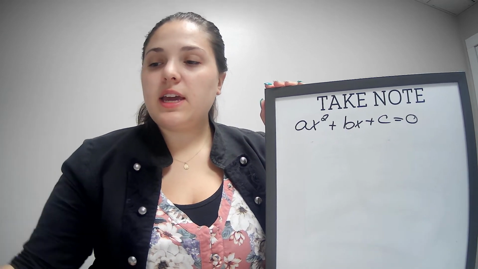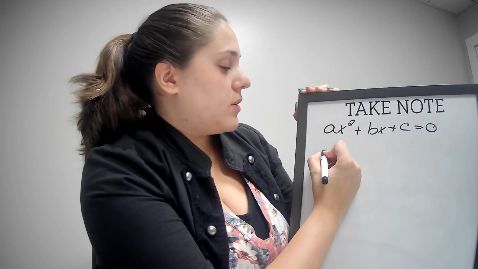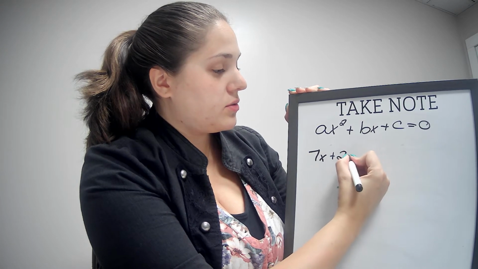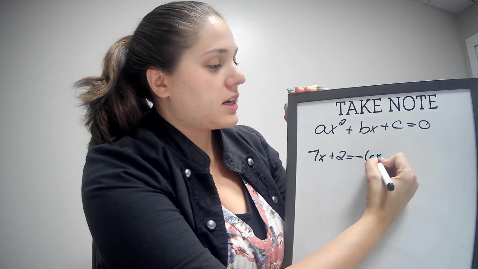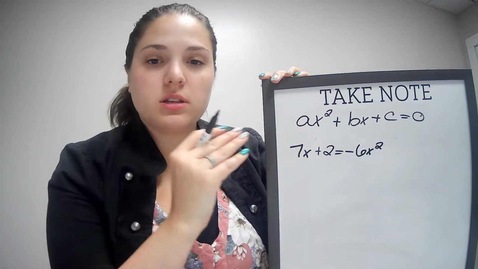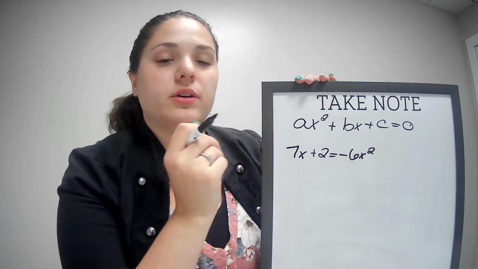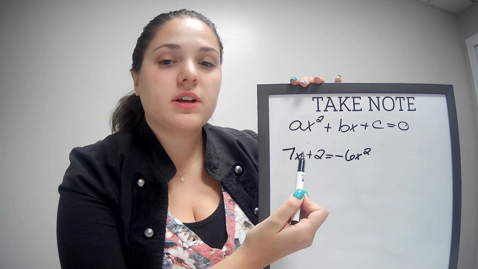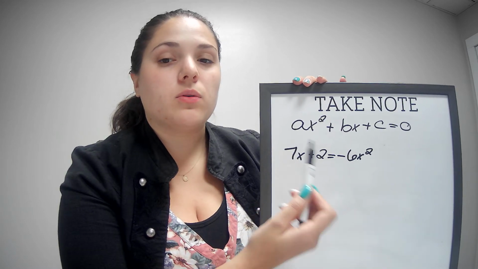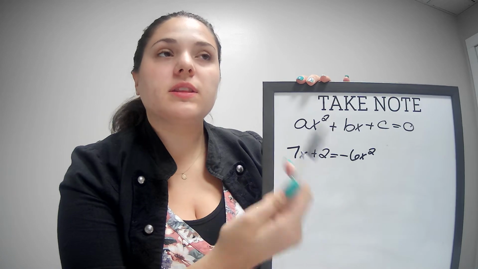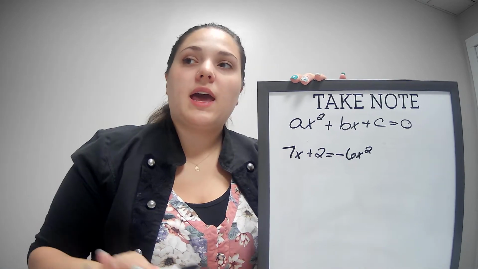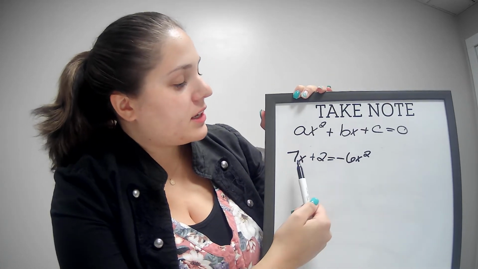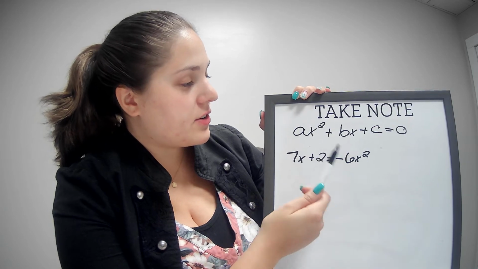Okay, so let's take this example here. We have 7x plus 2 equals minus 6x squared. So what is the first thing that we notice? Right, absolutely. These terms, these variables, are not in proper order. So when we look at this, what's the first thing that we need to do? Anybody can answer. Yep, I like the way you think. We have to get this equation in standard form.